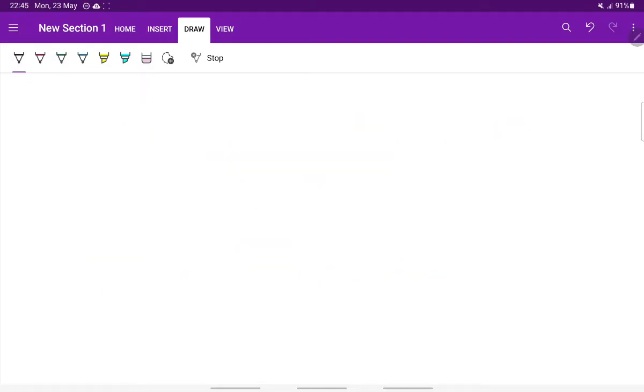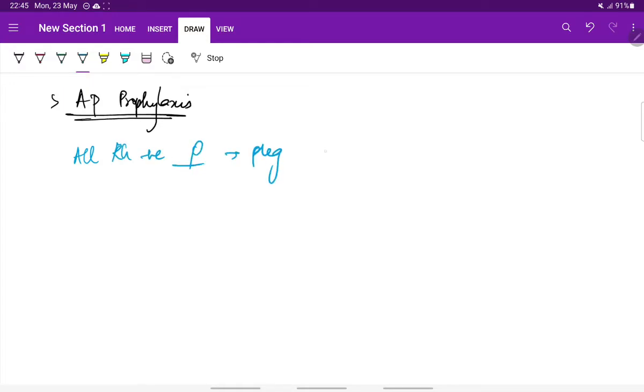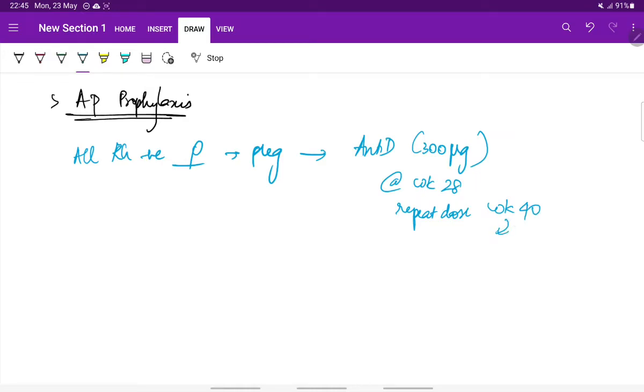We have already seen the postpartum prophylaxis for Rh isoimmunisation. Coming to the antepartum prophylaxis, all the Rh negative women who get pregnant are given a dose of anti-D, 300 micrograms, at week 28, and a repeat dose is given at week 40 if the woman has not delivered until the 40th week. So, this is antepartum prophylaxis.